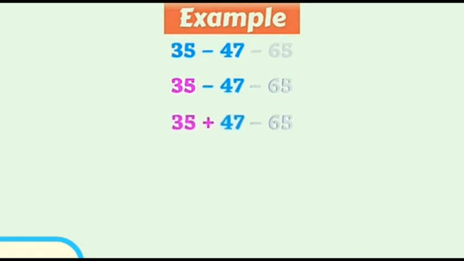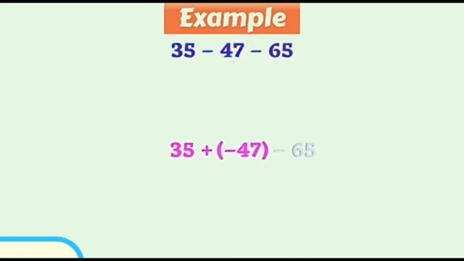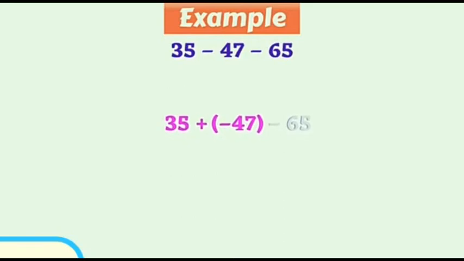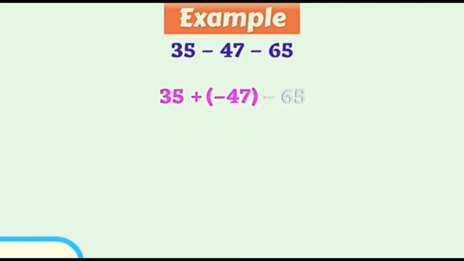Next example, find 35 minus 47 minus 65. Let's first find 35 minus 47. Keep first integer 35 same. Change subtraction sign to addition sign. Change second integer 47 to its opposite minus 47. So the problem becomes 35 plus minus 47 minus 65.